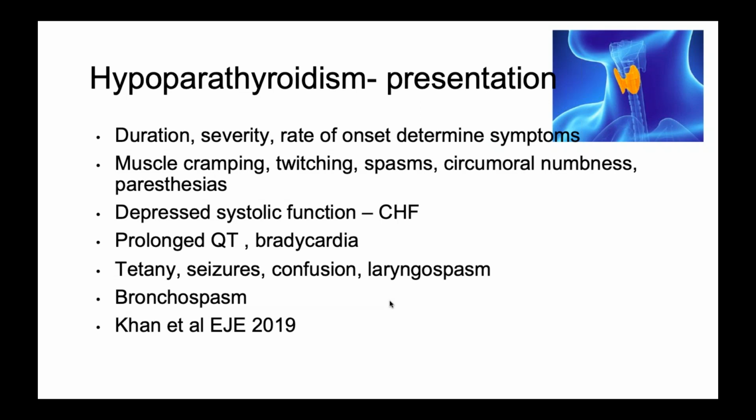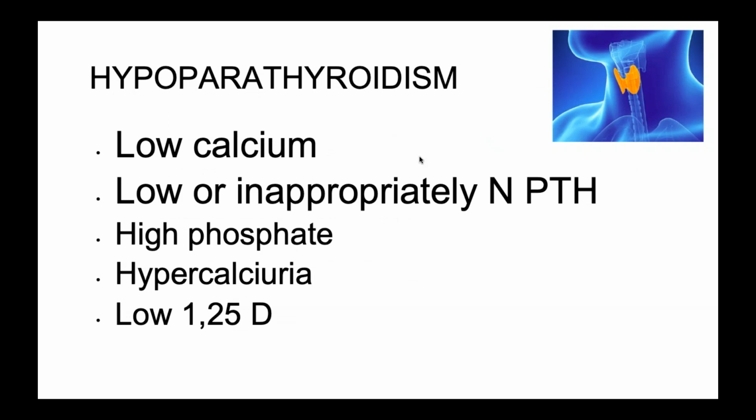And the neurologic features of hypocalcemia are quite significant, with seizures, cognitive impairment, laryngospasm, bronchospasm. These are all features that can be presenting features, unfortunately, of hypocalcemia if the minor features with the muscle cramping, the twitching, the circumoral numbness are not identified and acted upon.